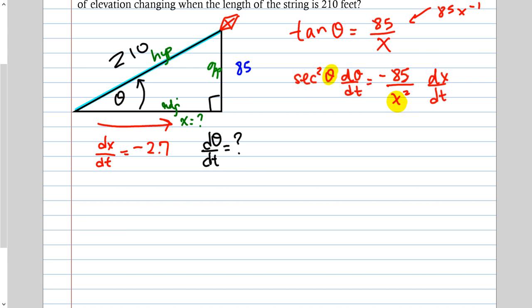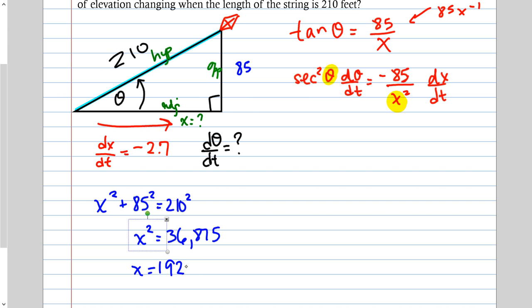All right, so going back to what I wanted to do, I want to find x. So it's a right triangle, Pythagorean theorem. X squared plus 85 squared equals 210 squared. When you do all of the math, subtract 85 squared from both sides, you get x squared equals 36,875. And then x itself is the square root of that, or more specifically 192.02864. I'm rounding to a lot of decimals because I want to make sure my answer is as accurate as possible.